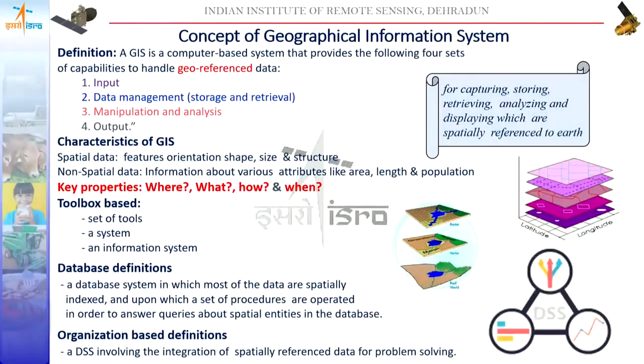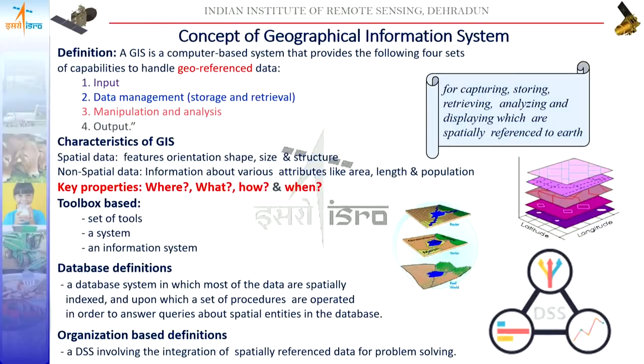Coming to the concept of geographical information system, as I told you, it is a total system which can provide you four sets of capabilities to handle georeferenced data. So the GIS system has a capability to input the data, meaning any data where you have location can directly be captured by a geographical information system. And once the data comes, it can be managed, stored, manipulated, and then retrieved at any point of time.